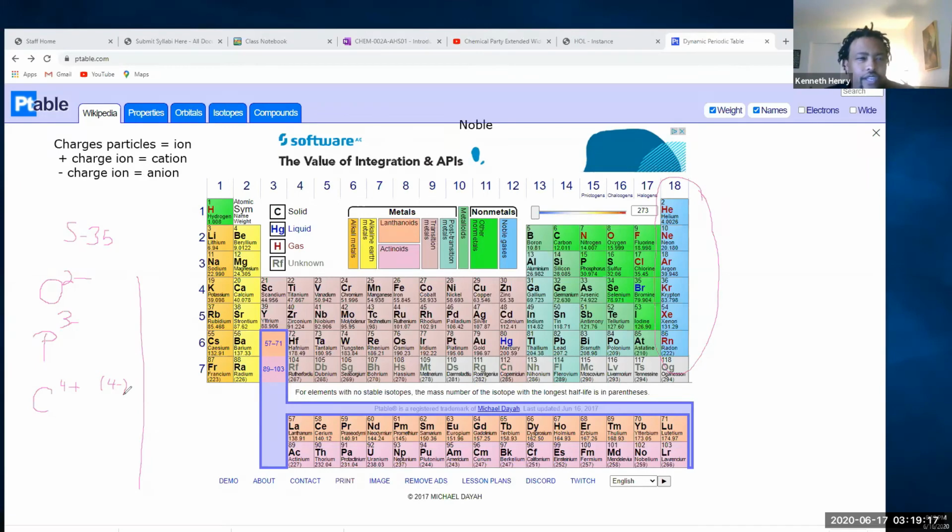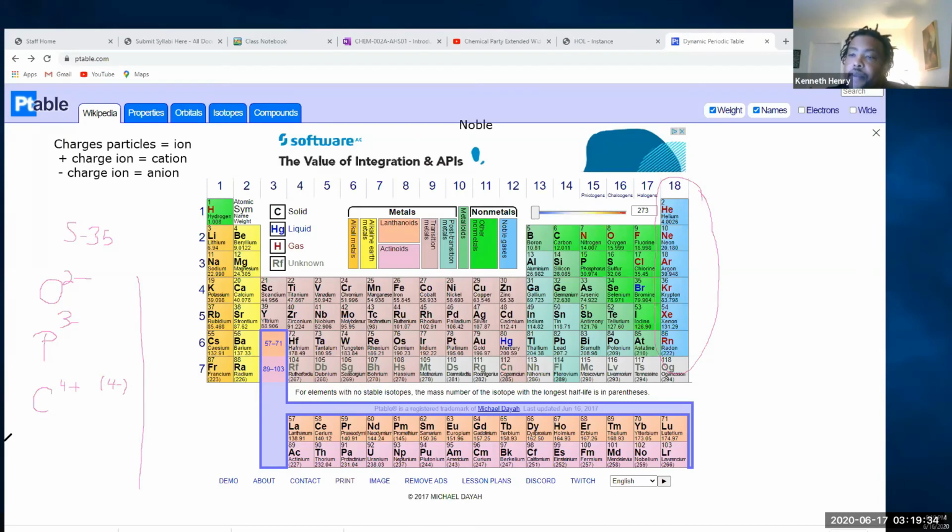Okay, do you guys get that? So if it gains electrons, it's an anion. If it loses electrons, it's a cation.